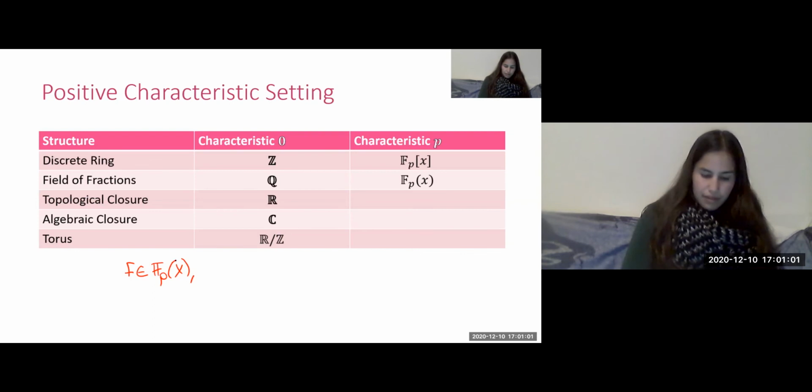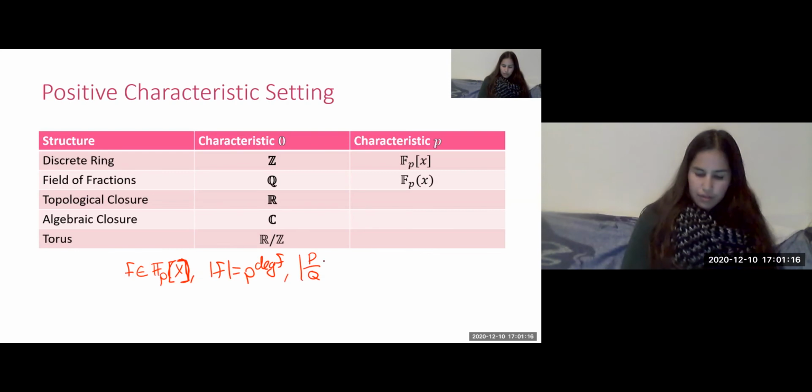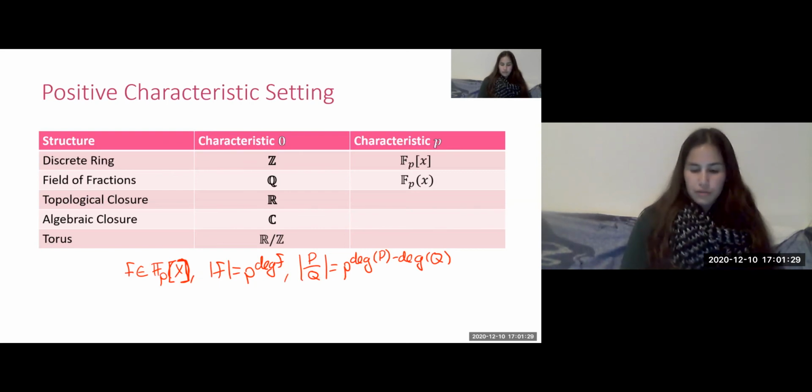Let's start with this. F in Fp[x] is going to be a polynomial. Then we would want its norm to be equal to p to the power of the degree. And if we take a quotient, p divided by q, then this norm would be p to the power of the degree of p minus the degree of q. So this clearly induces a metric on the space. And then the topological closure is taken with respect to this metric.